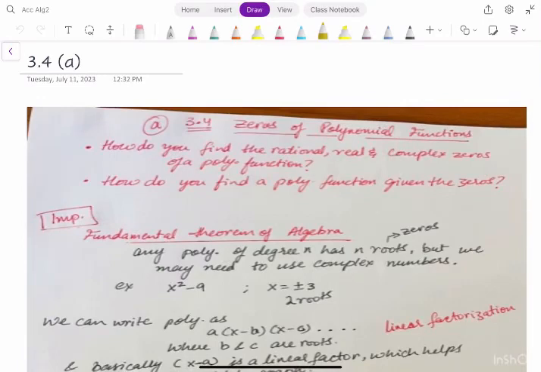Welcome back. In this, we will be talking about a little theory. So I have just put my notes to understand this. So first thing that we need to discuss is about the fundamental theorem of algebra.